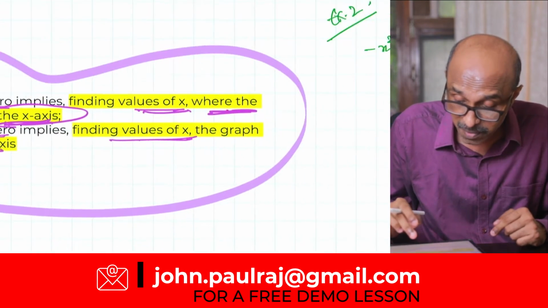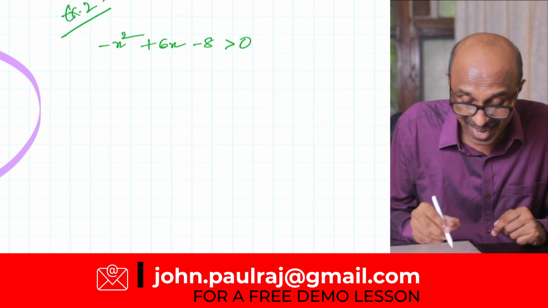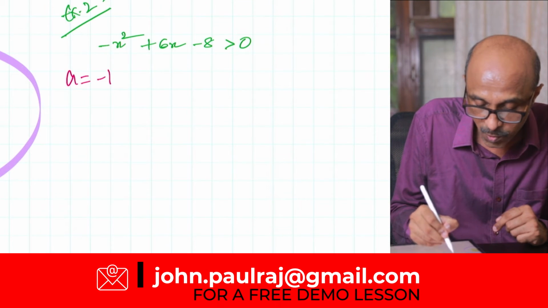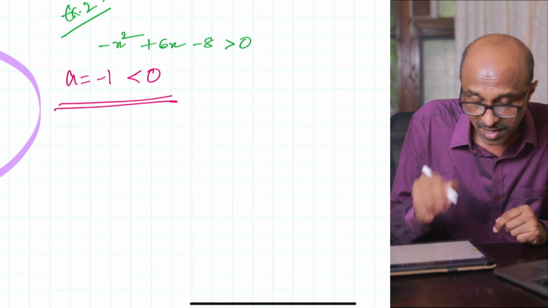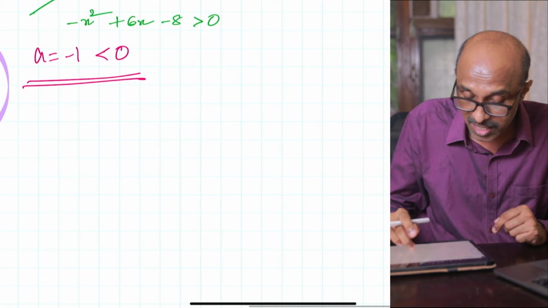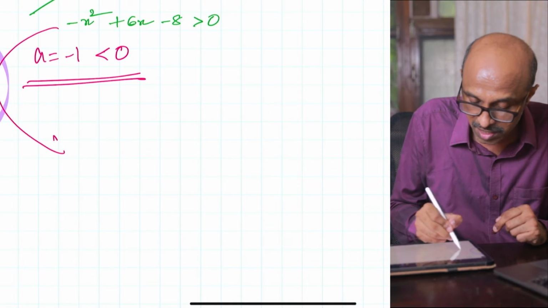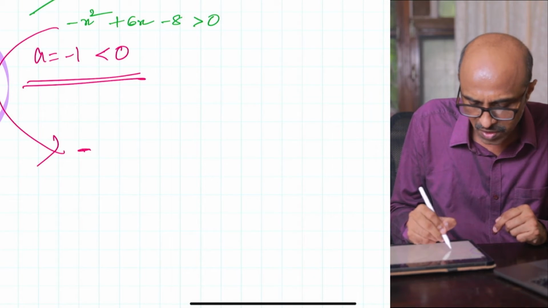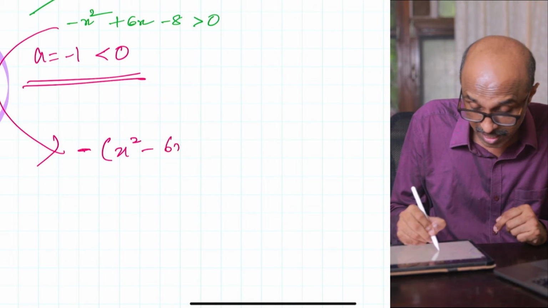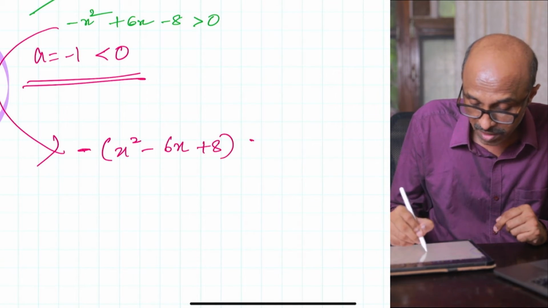Let's take one more example to illustrate this. Here, a is negative. I've deliberately chosen a as negative. So a is -1. Negative means what? That shape is going to be an inverted U-shaped parabola. Let's find the factors. How do we do this? If I bring a factor out of -1, that can be written as x squared minus 6x plus 8 greater than 0.